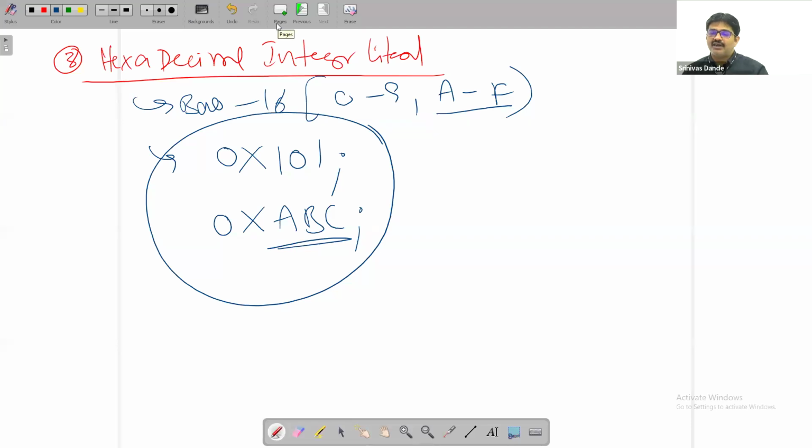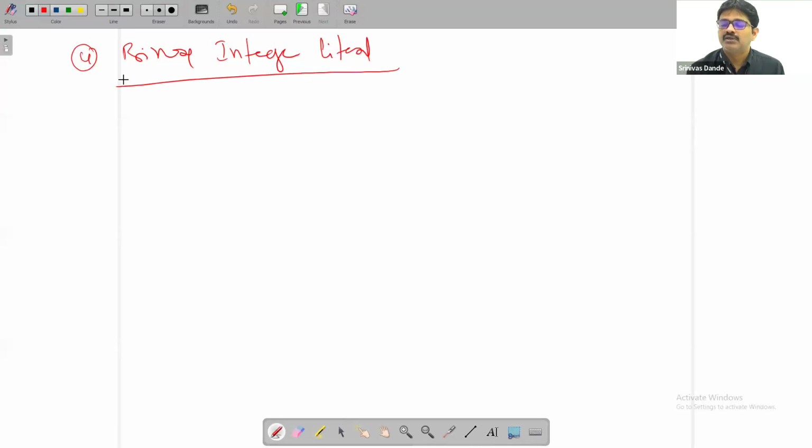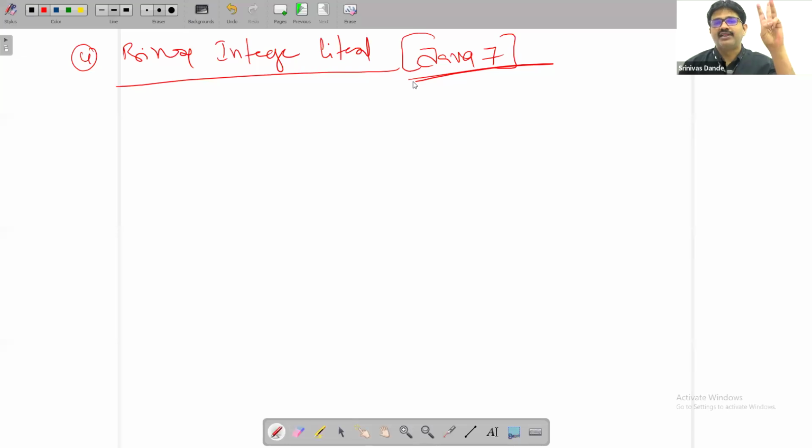The fourth integer literal is the binary integer literal. This is the smallest, simplest, right? Binary integer literal was added in Java 7, guys. Before Java 7, it is not there. Before, only three were there: octal, hexadecimal, decimal. The binary concept was added in Java 7 for the first time.